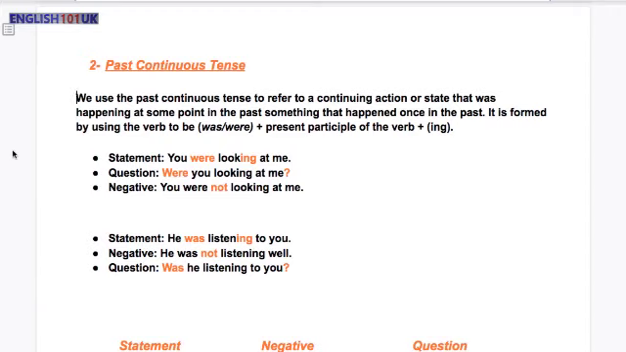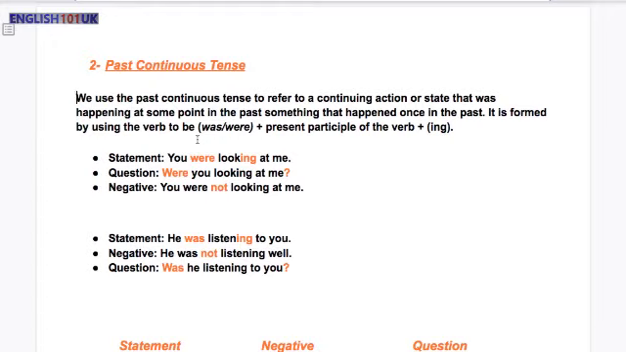Okay, here we have the past continuous tense. Let's see together why and how we form the past continuous. We use the past continuous tense to refer to a continuing action or state that was happening at some point in the past. Something that happened once in the past. It is formed by using the verb to be, in this case was and were, plus the present participle of the verb plus the ing.